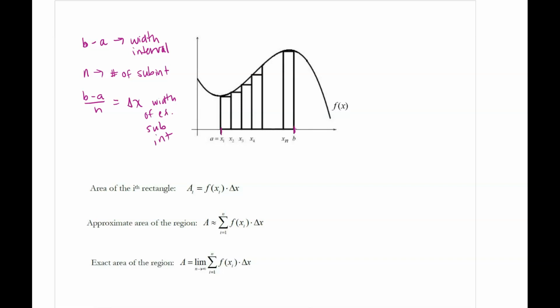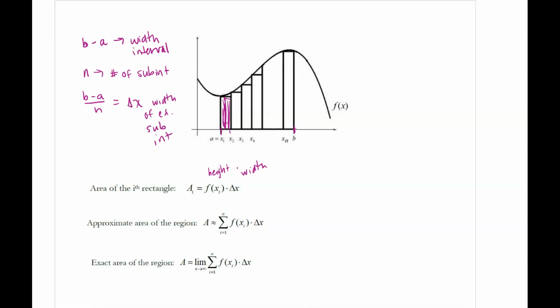All right, so when we consider an individual rectangle in here, we said that we find the area by multiplying its height times its width. In the case of this first rectangle, we could think of it as the ith rectangle, so it could be any rectangle. The height would be the function at that point, and the width would be the length of that little subinterval, our delta x.